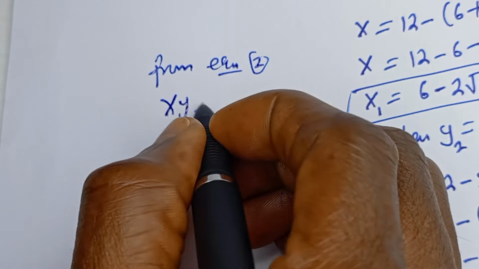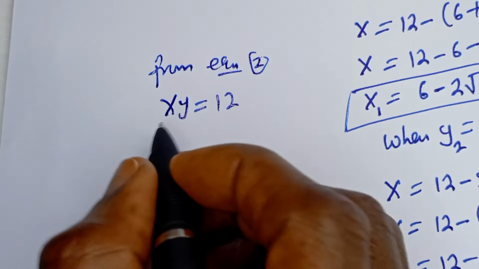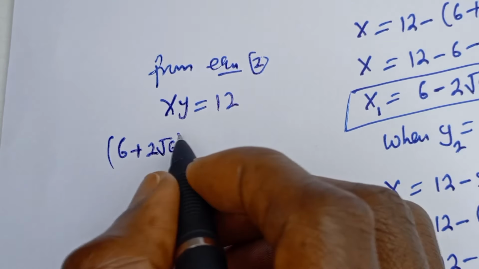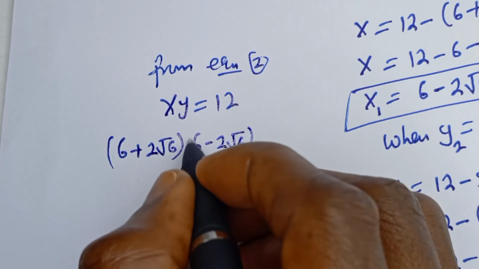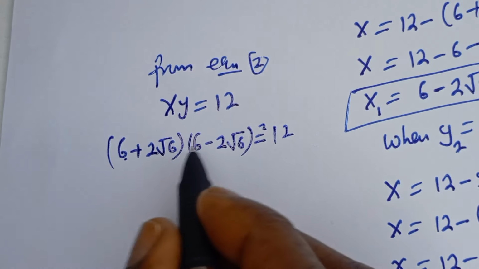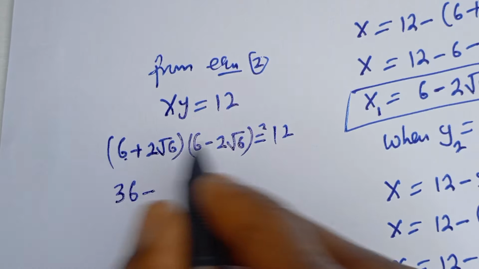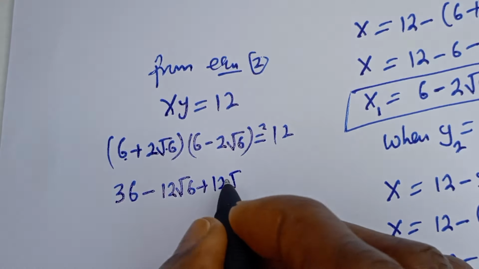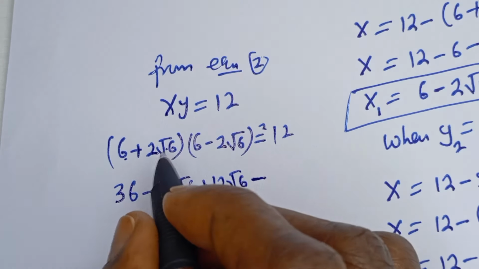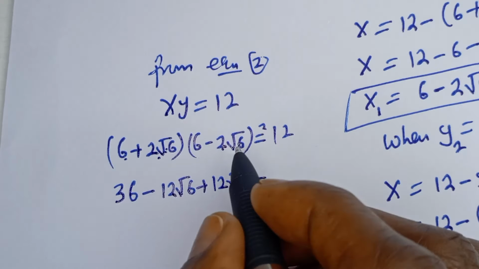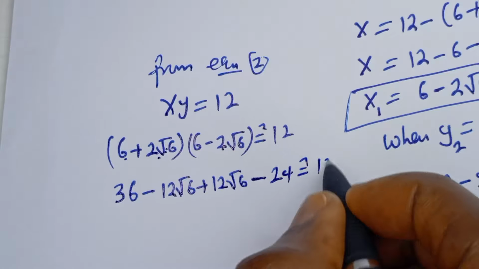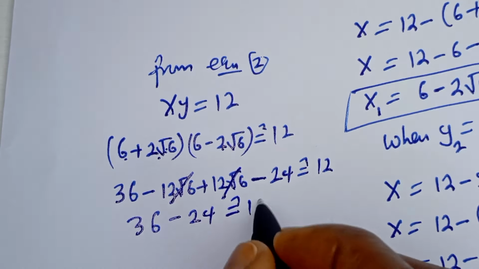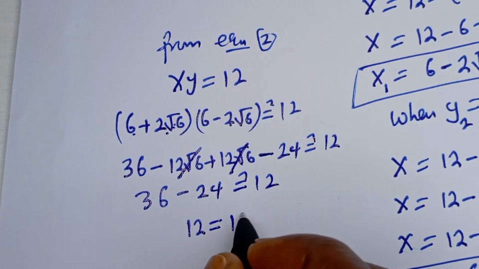Then we can also check using the second equation by using this x2 and y2. From equation 2, xy is equal to 12. Then we know that x2 is 6 plus 2 root 6 multiplied by y2 is 6 minus 2 root 6 must be equal to 12. 6 times 6, this is 36. Minus 6 times 2 root 6, that is 12 root 6, plus 2 root 6 times 6, that is 12 root 6, minus 2 times 2, 4, root 6 times root 6, that is 6, that is 4 times 6, we have 24, must be equal to 12. So this is 36 minus 24, because this will cancel this, must be equal to 12. 36 minus 24, this is 12, is equal to 12, which is also true.